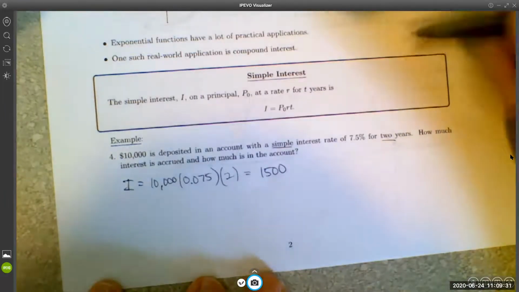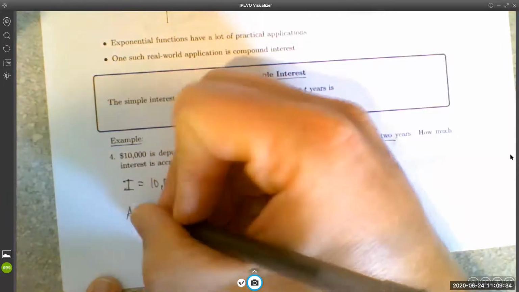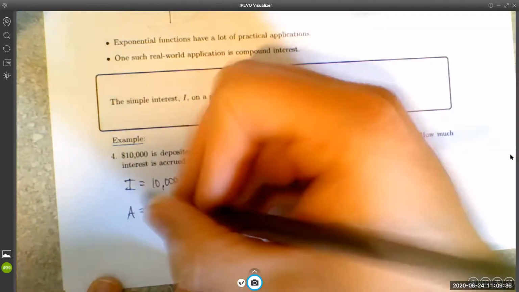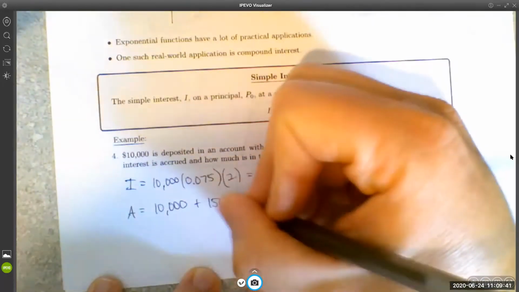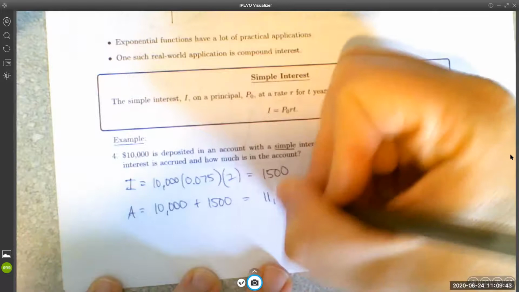So how much is in the account, right? The final amount in the account, I'll call it A, would be the principal amount of 10,000 plus the interest that was accrued, 1,500. That's $11,500.